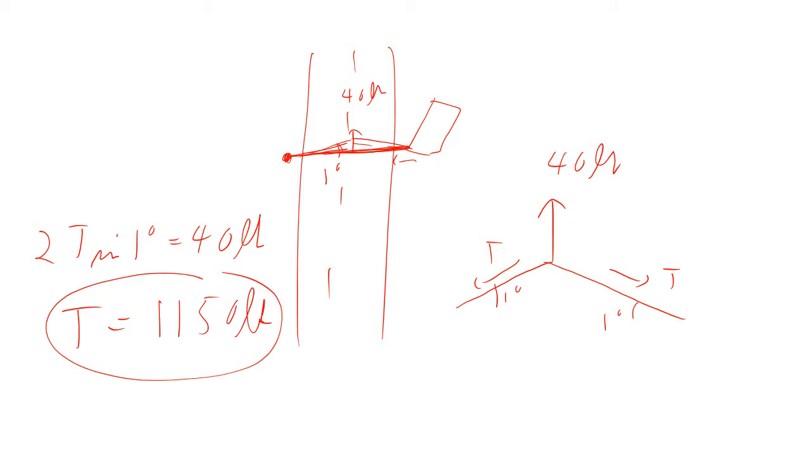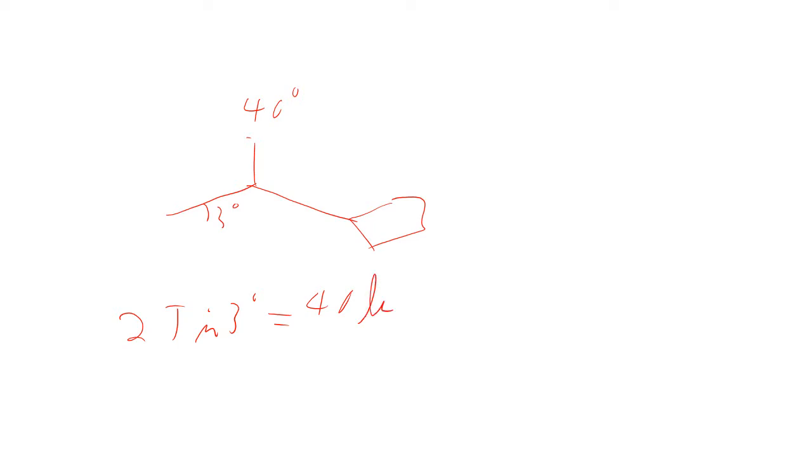Now, you don't want to tie it to the bumper because you can tear the bumper off the car doing that. Now, you don't get something for nothing, because after a while, if you're pulling, that's going to start moving the car a little bit, and now this angle gets bigger. If the angle gets as big as 3 degrees, then 2T sine 3 degrees is going to be equal to 40 pounds.